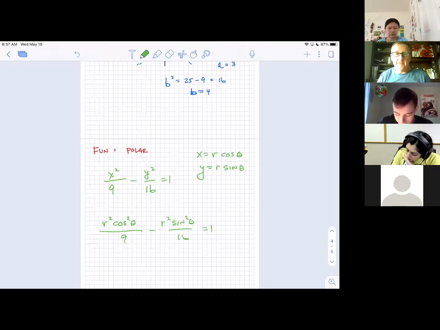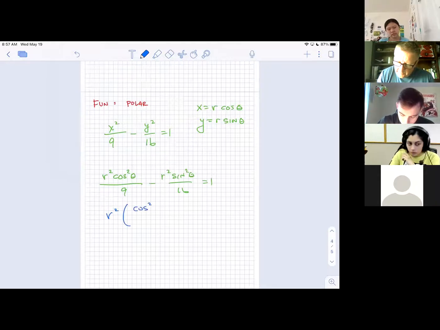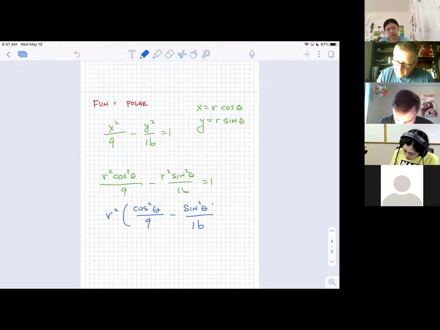I can't graph this in Desmos. I can't graph this on my graphing calculator and cheat because it's not solved for r. So I'd have to solve this for r somehow. That's not terribly hard, so let's play with that for a second. Since they both have an r squared, I can factor it out. That leaves all the other junk behind: cosine squared theta over 9 minus sine squared theta over 16 equals 1.